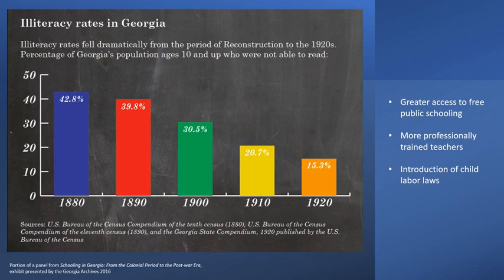This is a chart that we used in an exhibit at the Georgia Archives on the history of education in Georgia. It shows rates of illiteracy in Georgia dropping dramatically from 1880 through 1920. These statistics, by the way, came from US Census Bureau bulletins. Now, to give a little historical context, the Department of Education was founded in Georgia in 1870, and as a result, many more children then had access to free public schooling.